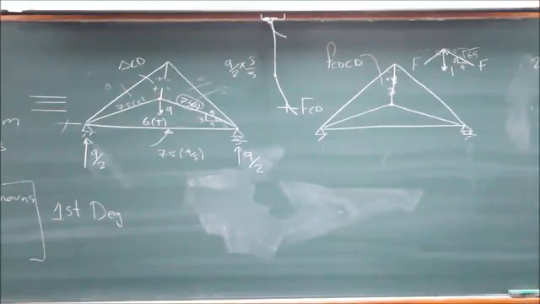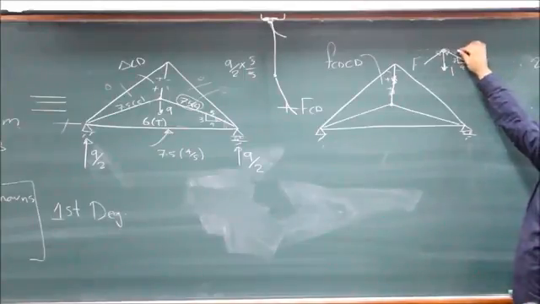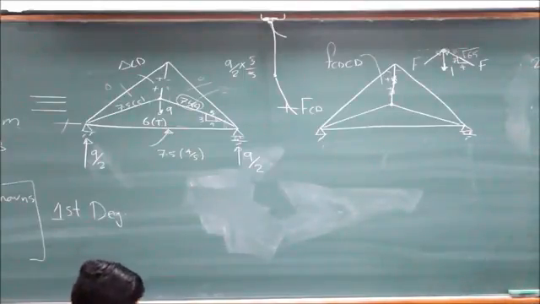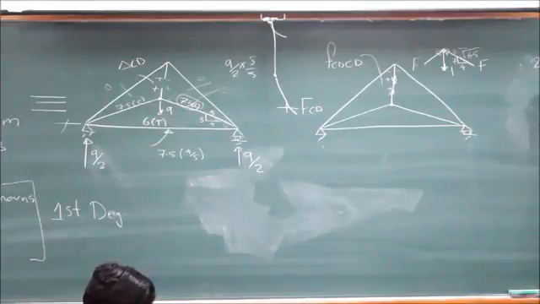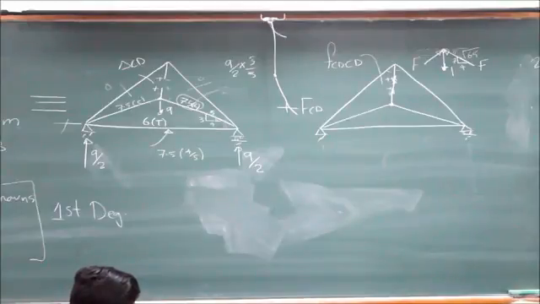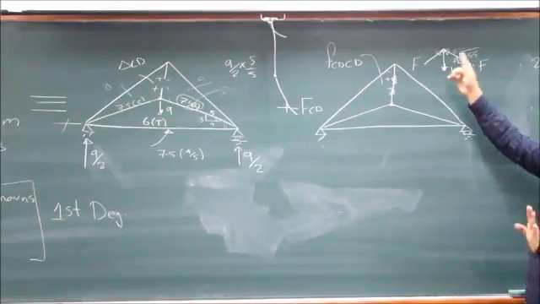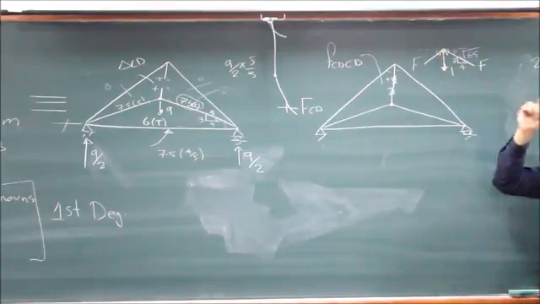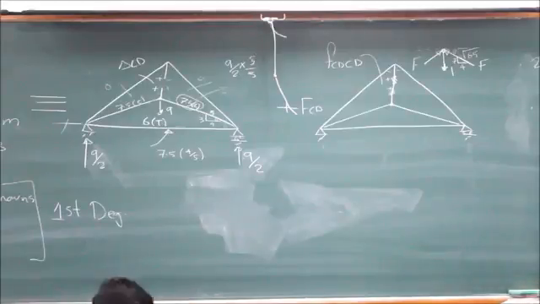Take 1 to the other side. This one. Yeah. So F equal 0.57 in compression. This is compression. We assumed this compression, we got it positive. It means our assumption is correct.